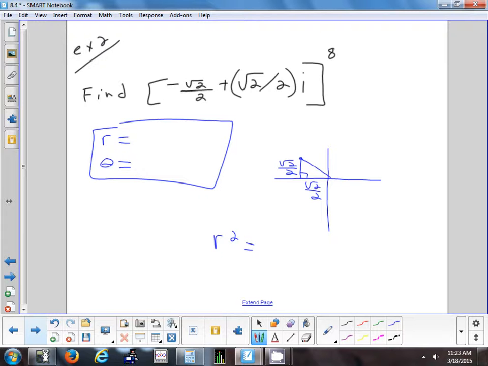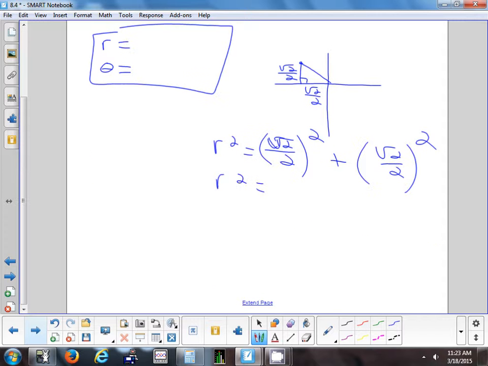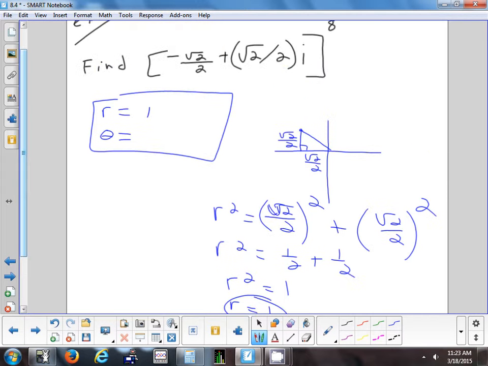So r squared equals root 2 over 2 squared plus another root 2 over 2 squared. We'll square it. Casey, do you remember what we said when you square root 2 over 2? What do you get? Yep, you get 2 over 4, which is a half. Perfect. So r squared is 1. Take the square root. Your radius is 1.